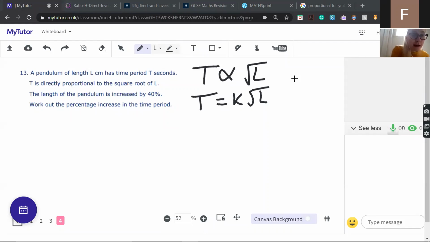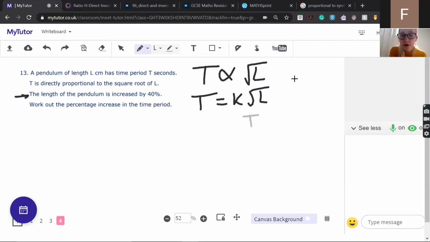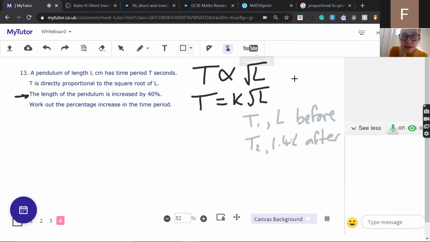So we're saying the length of the pendulum is increased by 40%. Well, for it to have increased by 40%, let's think about what it was before. So let's say T1 and L. In fact, we only need one value of L. So T1 and L are before the increase. And then after the increase, it's T2, a different value for the time period that we don't know. This is what I called N before. And it's going to be 1.4L. All this is saying is that the time period has changed, we don't know by how much, and L is increased by 40%.